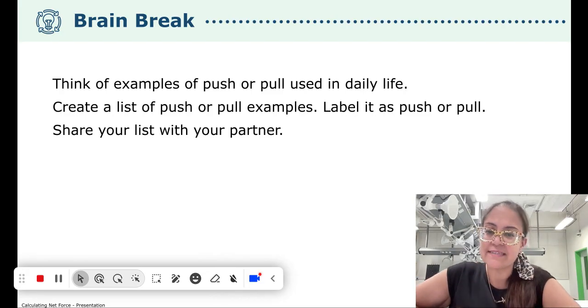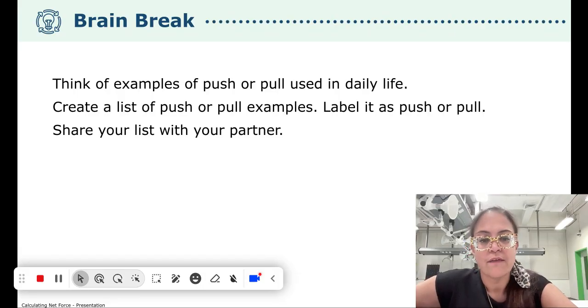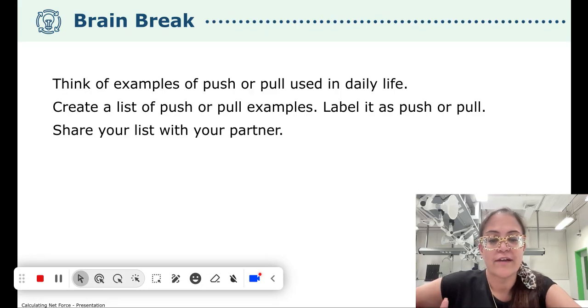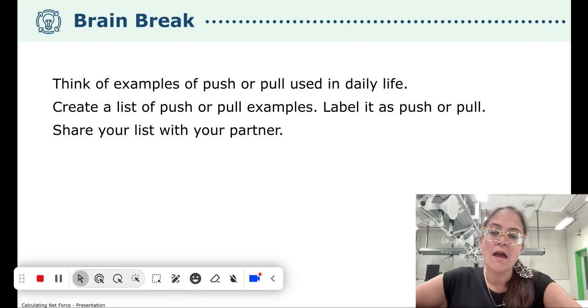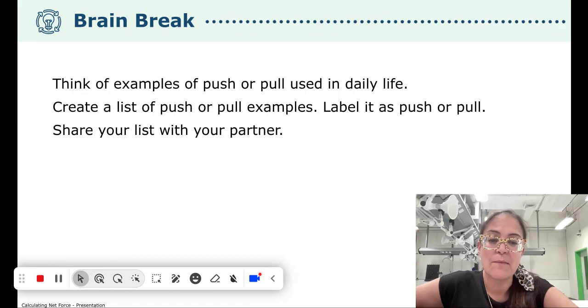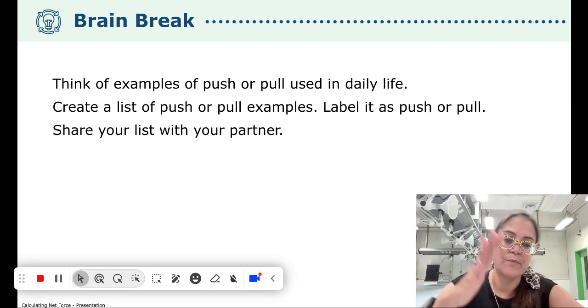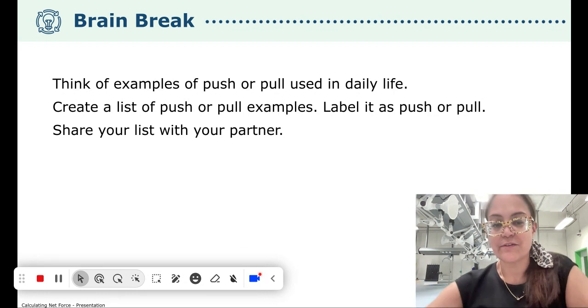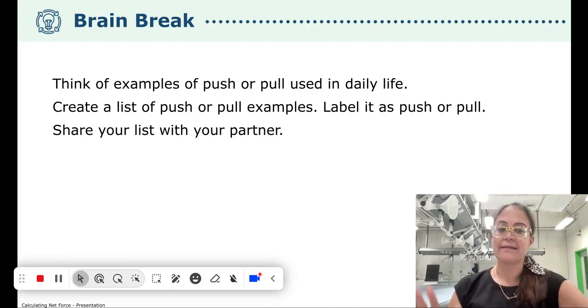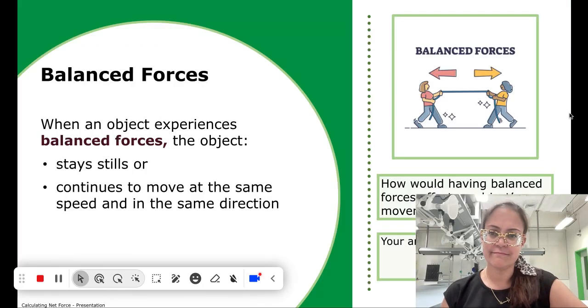So a brain break. Think of examples of a push or pull that is used in daily life. You can create a short list of push or pull examples and label each as a push or pull. We don't have partners because you're doing this at home, so you might want to share your list with your friend when you come to class or share it with me. A pull I can think of is when I'm walking my dog, sometimes he will see a bird or a person and he will pull on his leash and try to pull me towards whatever he is excited about. So that's the force that I think of right away because he does that almost every day.